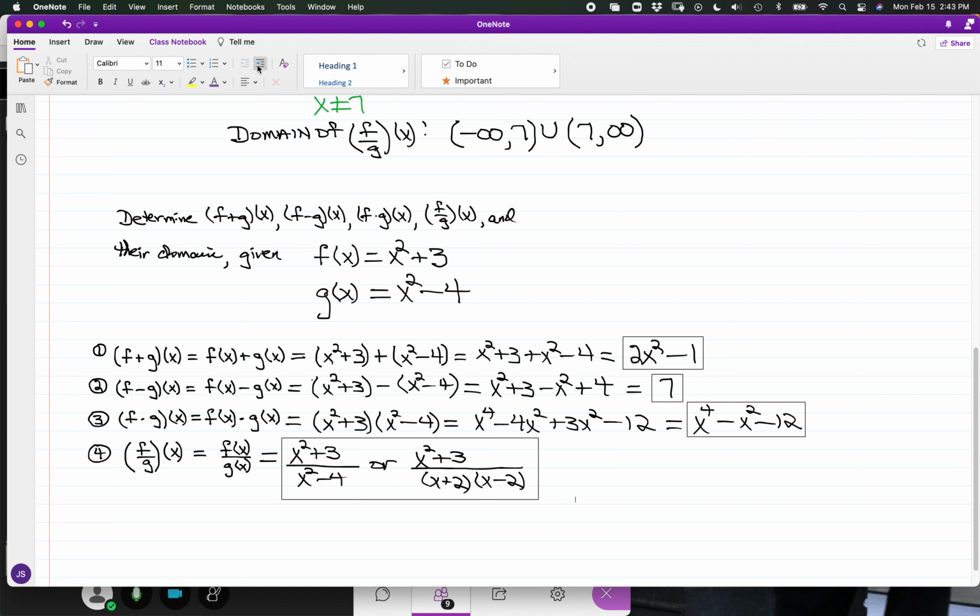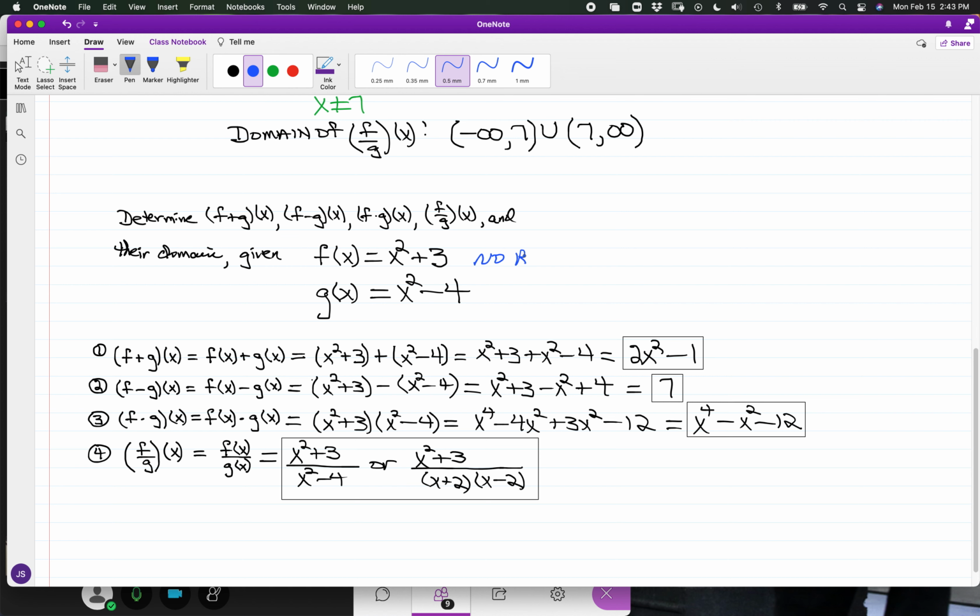Now, where the domain is concerned, there's a bit of history to repeat. You have f of x equal to x squared plus 3, so you don't have a fraction and you don't have an even root radical, so x could still be negative, 0, or positive. Same thing for the x in g of x. So we have no restrictions, and that means the domain of both of these is the set of all real numbers. That carries over to the sum, difference, and product functions.